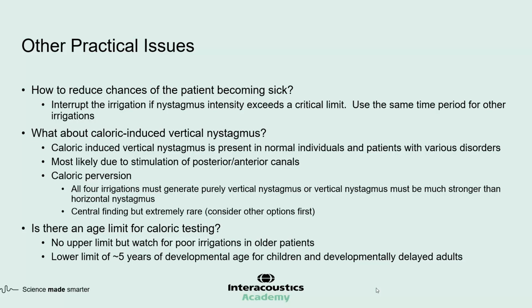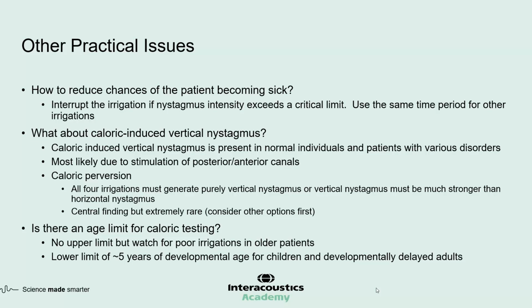Is there an age limit for caloric testing? There is no upper age limit, but you should realize that sometimes irrigations in the older patients are not as effective. So maybe due to the thickening of the tympanic membrane, otosclerosis, or something like that. Sometimes the caloric irrigations generate minimal responses, and you might think that the patient has bilateral weakness.